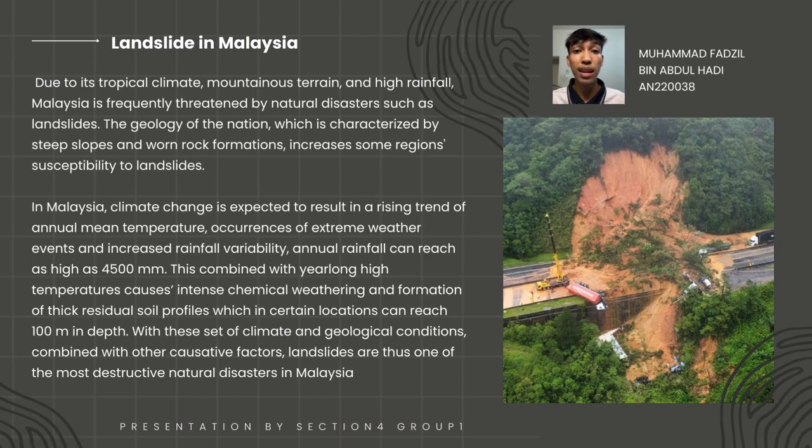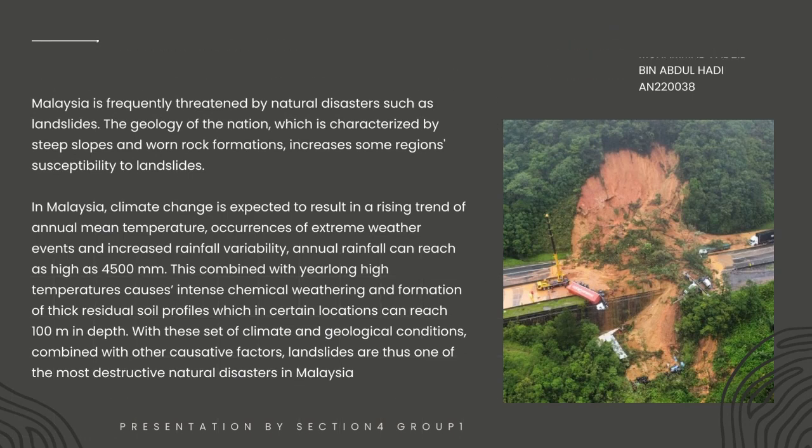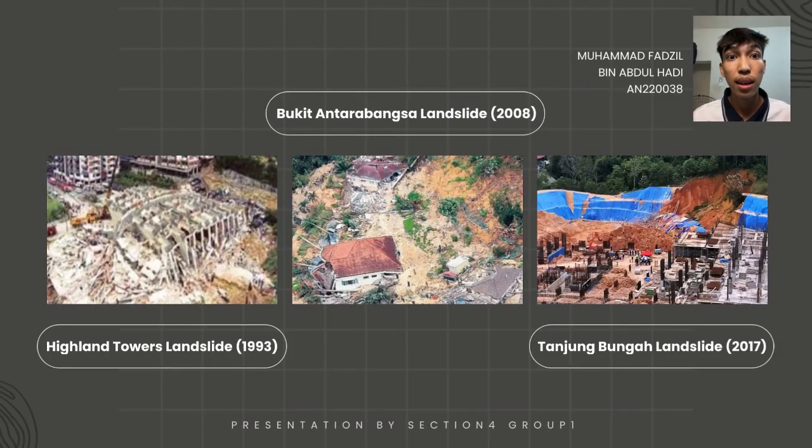Annual rainfall can reach as high as 4,500 mm. This, combined with year-long high temperature, causes intense chemical weathering and formation of thick residual soil profiles, which in certain locations can reach 100 meters in depth. With this set of climate and geological conditions, combined with other causative factors, landslides are thus one of the most destructive natural disasters in Malaysia. An example is the Highland Tower landslide of 1993, one of the most devastating landslides in Malaysia's history.